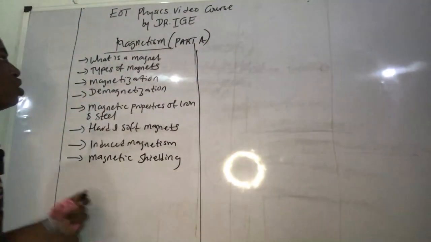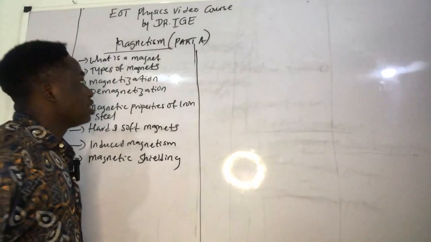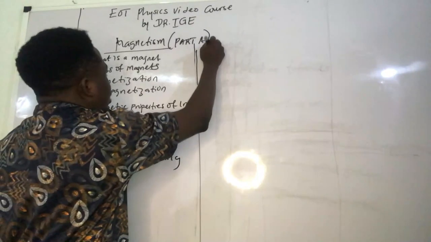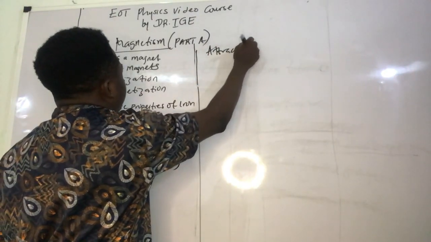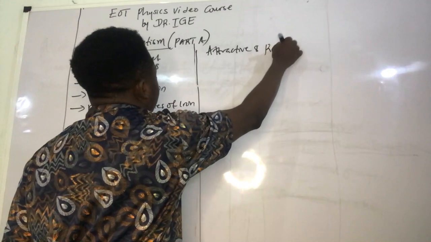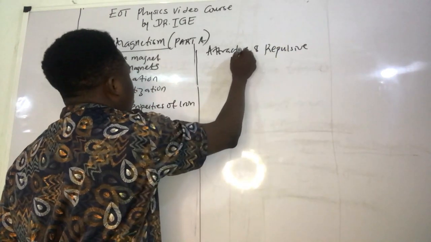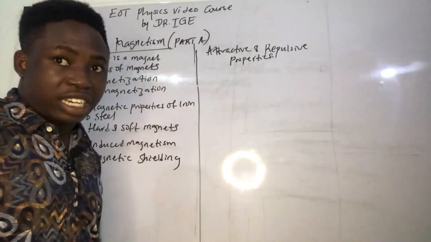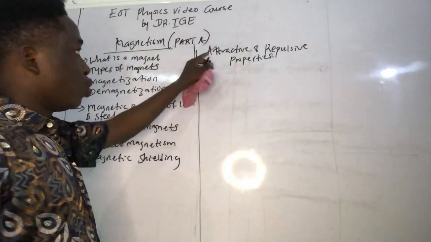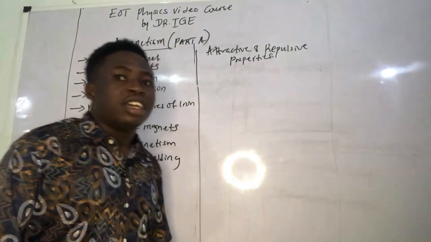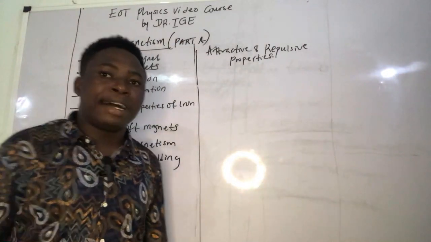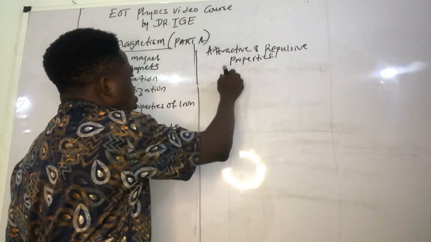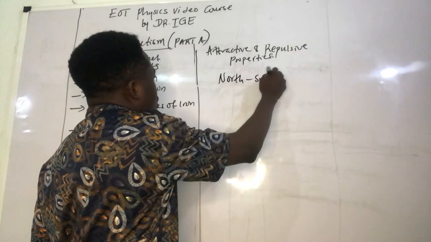So the first thing we want to talk about is: what is a magnet? A magnet is a body that has both attractive and repulsive properties. You see, magnets can attract, magnets can repel. So a magnet is a body that has both what? Attractive and repulsive properties. And one thing you have to know about magnets is that they always settle, or always point, in the north-south direction.